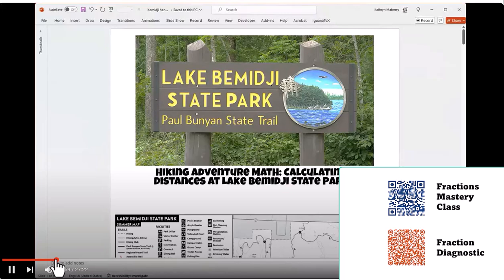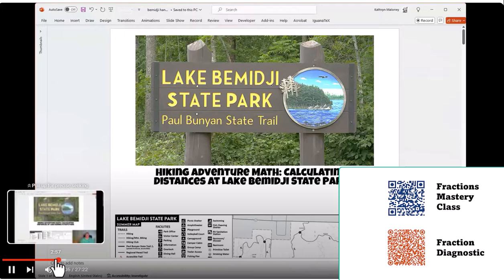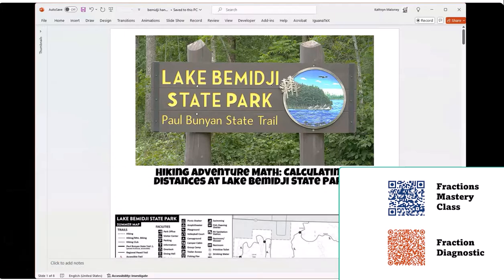to Lake Bemidji State Park. We're going to be doing some hiking today. This is called Hiking Adventures Math, calculating distances at Lake Bemidji State Park.